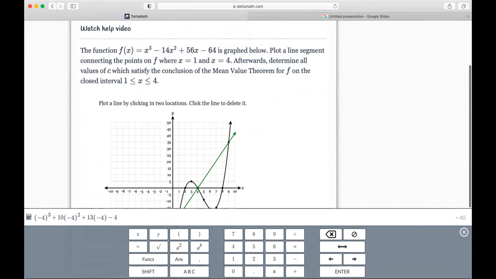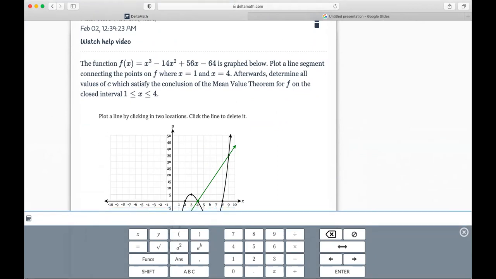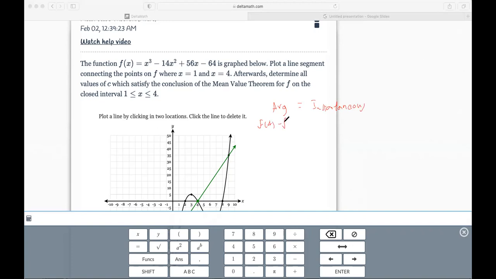So we've been a little bit more around the block now on this. The first thing that I'm going to do is say that the average rate of change equals the instantaneous. So average equals instantaneous. And so the average would be f of 4 minus f of 1 over 4 minus 1. And then the instantaneous, I might as well, at this point, just take the derivative. So that's 3x squared minus 28x plus 56. That is the derivative.